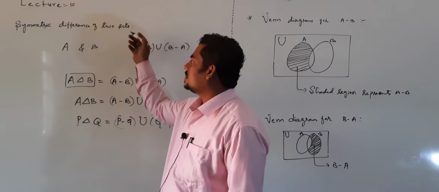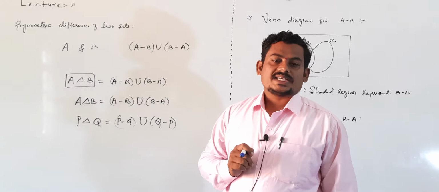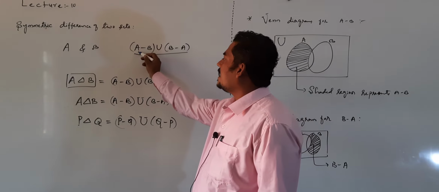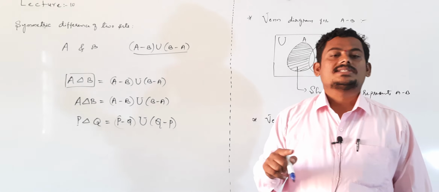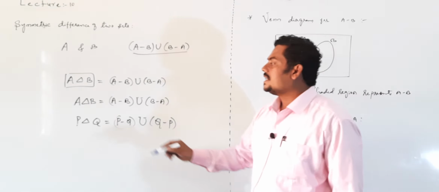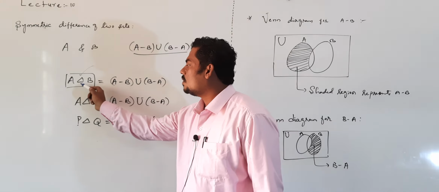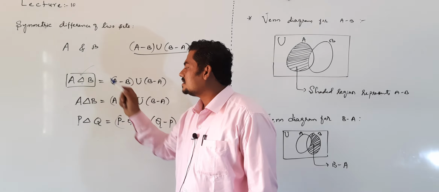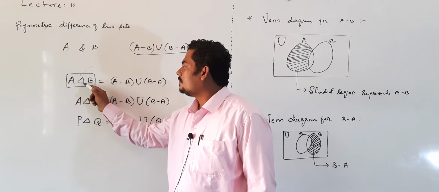Symmetric difference of two sets. Let capital A and capital B be two sets. Then the set A minus B union B minus A is called the symmetric difference of the sets capital A and capital B, and it is denoted as A symmetric difference B. This is the symbol for symmetric difference of A and B. It is not A triangle B.